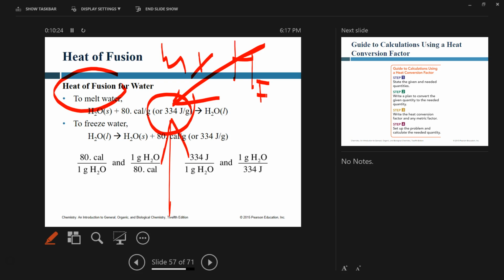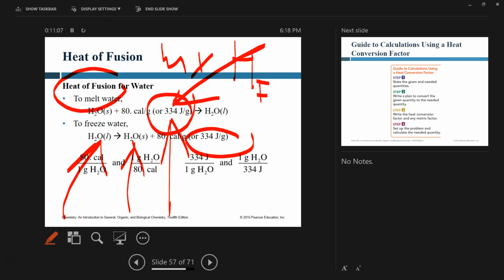Now, let's say I tell you a different problem. I have 10 grams of water. 10 grams of water freeze. How much energy is released? Yeah, 334 joules times 10. Because that is the amount of heat that will be released when liquid water turns into ice. Does that make sense to you?